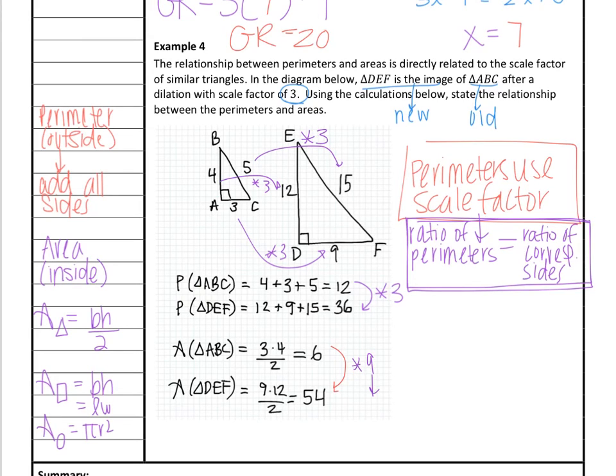But notice that 9 has something in common with that scale factor of 3. 3 times itself, or 3 squared, is 9. And so here we know that area uses scale factor squared.